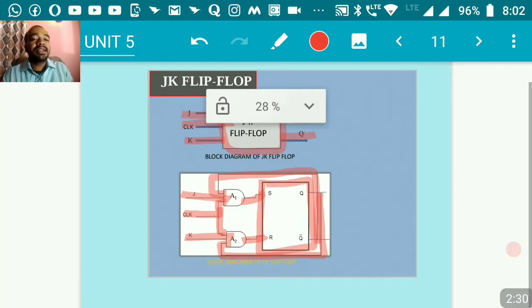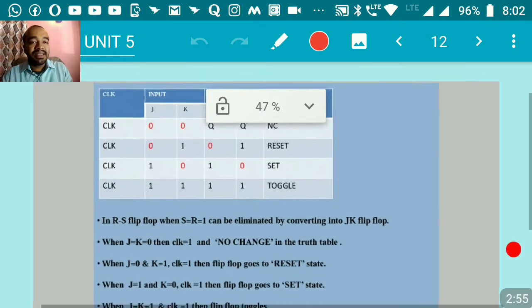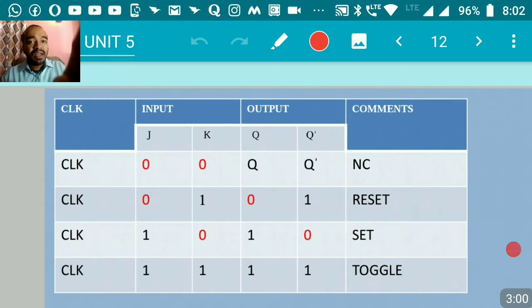Next we will need to discuss the truth table. In this slide we have discussed the block diagram, which consists of three inputs: J, clock, K, and Q and Q bar as the outputs. Similarly, we have understood the logic diagram of the given JK flip-flop. Then we shall go about understanding the truth table in the next slide. What is the truth table of the JK flip-flop? You are going to have clock, inputs, outputs, and the comments for the state of the given flip-flop.